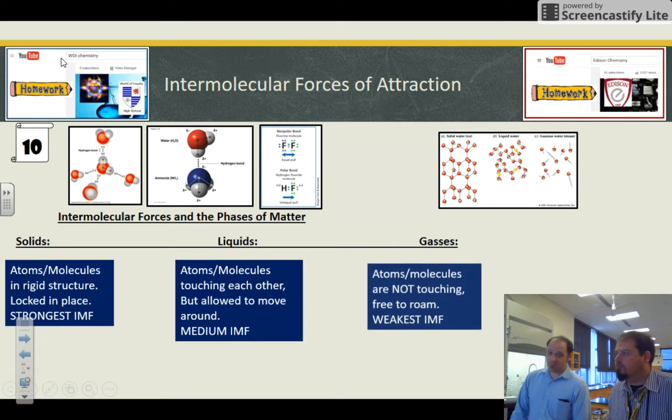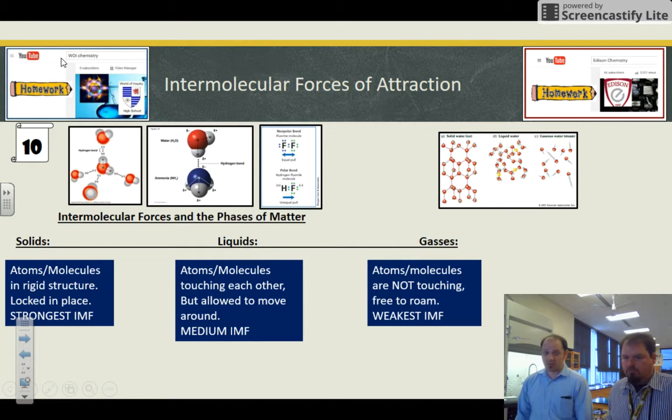Gases, on the other hand, have very, very few intermolecular forces, especially if we're treating them as ideal gases. They have very weak intermolecular forces. We want to believe that an atom or molecule of gas has zero attraction for another one.